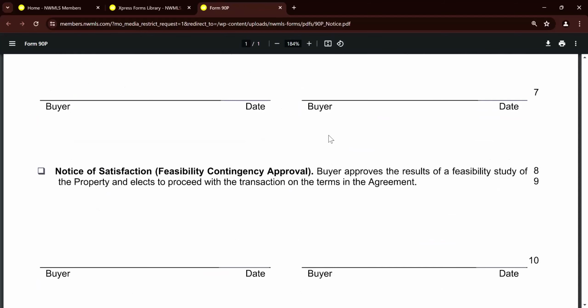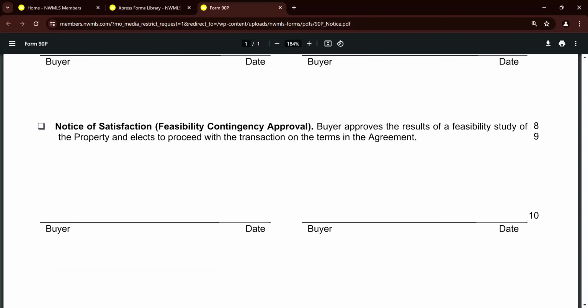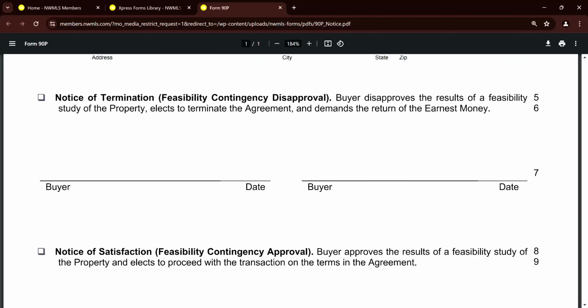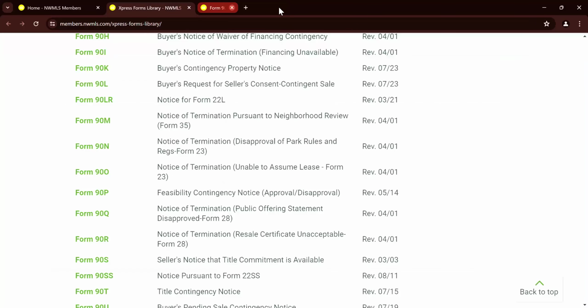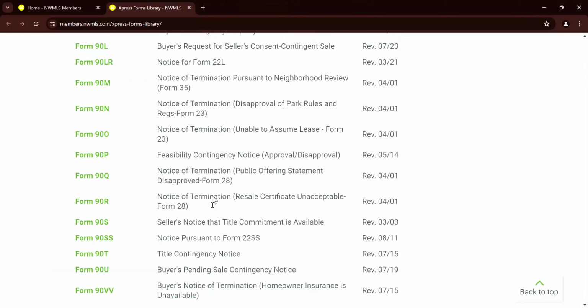This is the second one. Notice of satisfaction, so feasibility contingency approval. Buyer approves the result of the feasibility study of the property and elects to proceed with the transaction on the terms in the agreement. So that's when they're approving the feasibility study. I told you guys there's a form for that, always, pretty much.